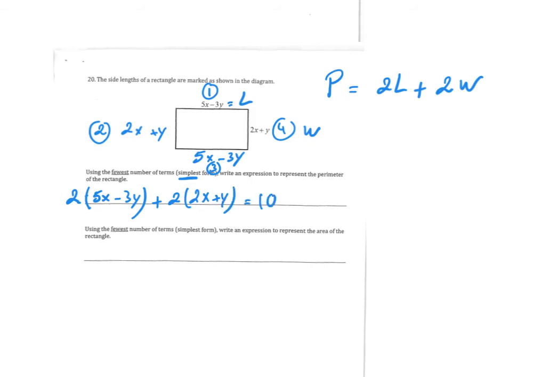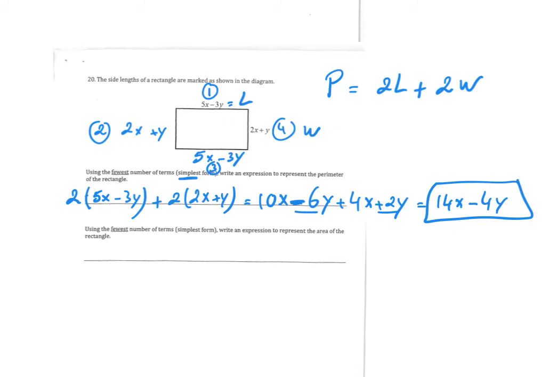So we're going to have 10x minus 6y plus 4x plus 2y. So 10x plus 4x, that will be 14x. And negative 6y plus 2y, so negative 6 plus 2, that would be negative 4y, and that's going to be the answer, right? Or you can just add 5x minus 3y with 2x plus y, with 5x minus 3y, with 2x plus y, and you add them up, you will get 14x minus 4y. Either way, it's going to work, right?